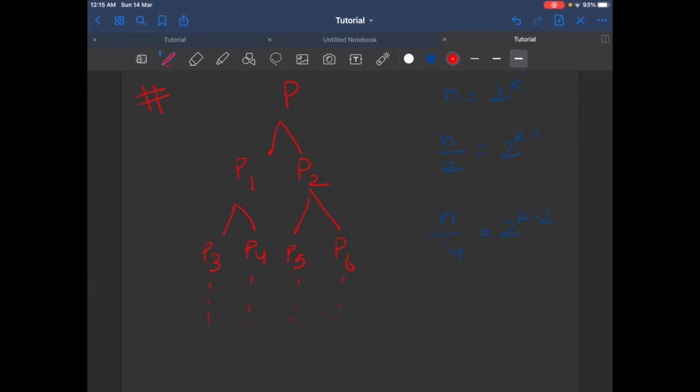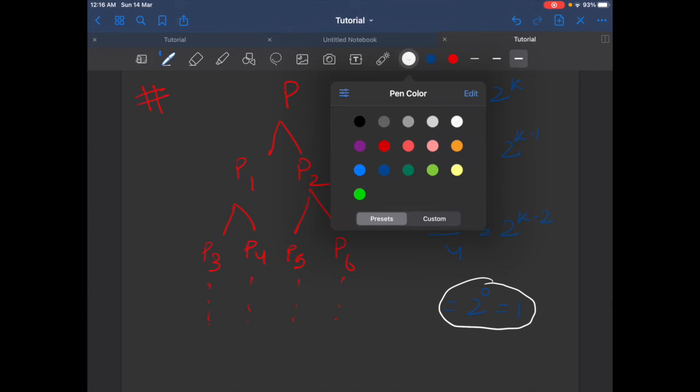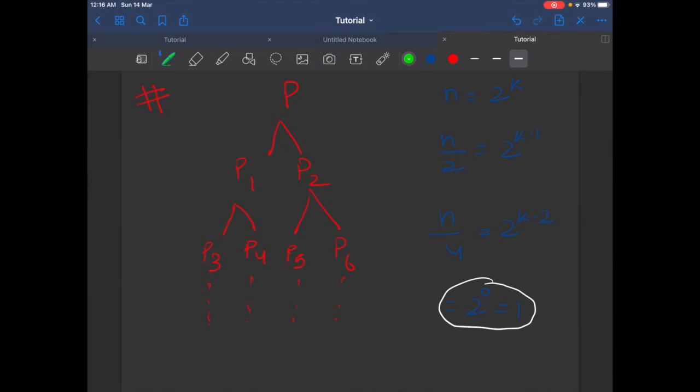And we'll split the problem until the problem is small enough to solve and the size is 2 to the power 0, which is equal to 1. This will be the case where the problem will be solvable. And the number of times this problem will be split will be equal to k.